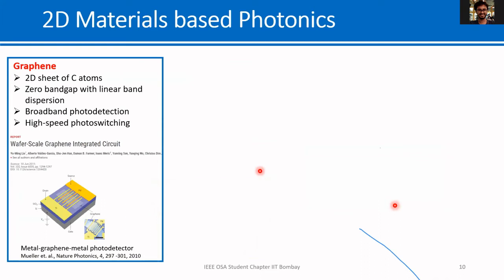It is a material with a zero band gap, which has enabled broadband photo detection from the UV to the NIR region, and it has resulted in high-speed photo switching devices. And wafer-scale graphene integrated circuits have also been developed. The disadvantage of graphene when it comes to other optical applications is the band gap.